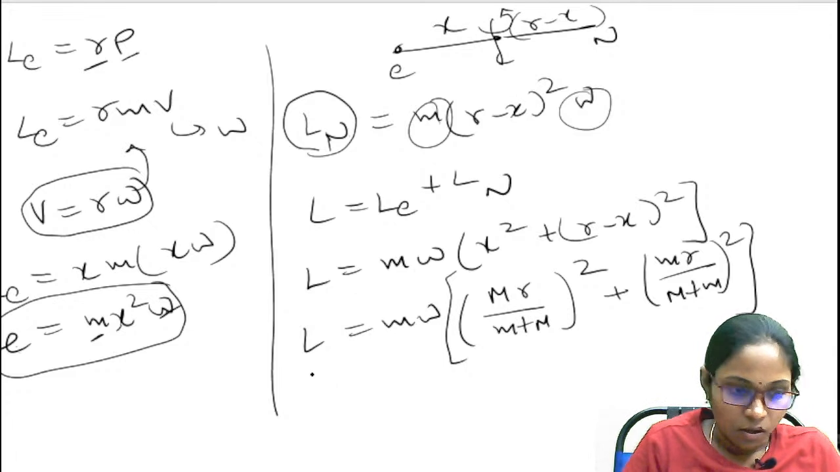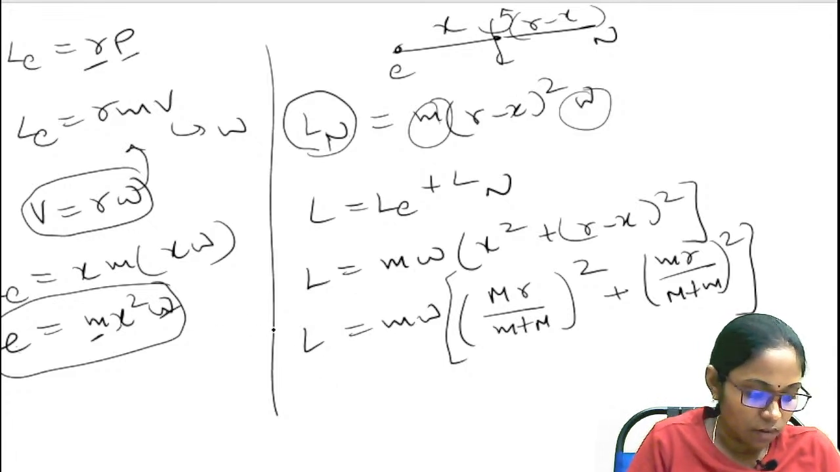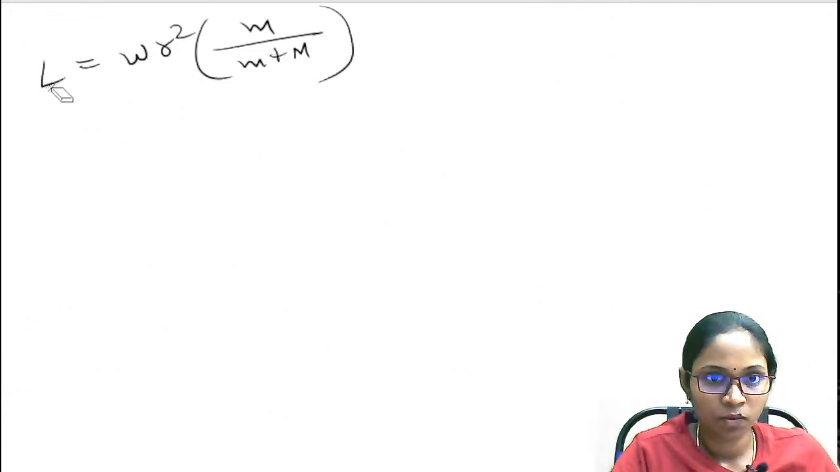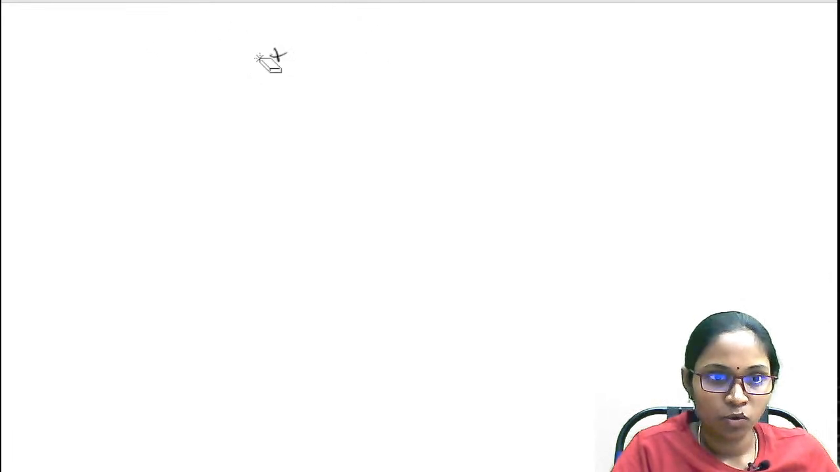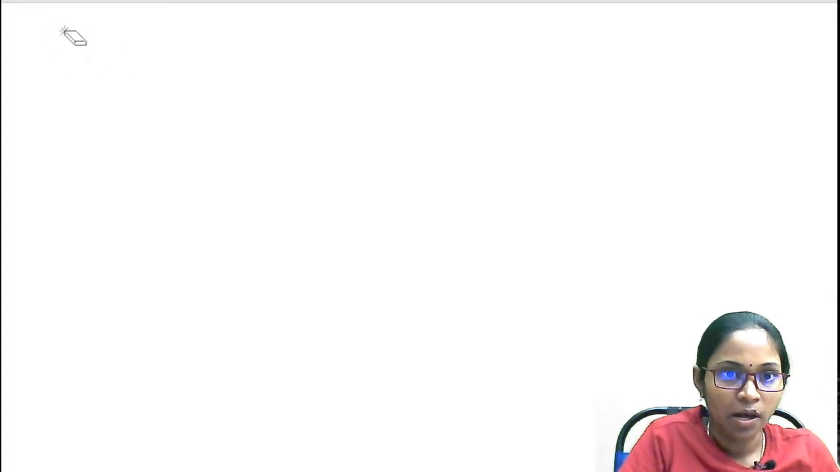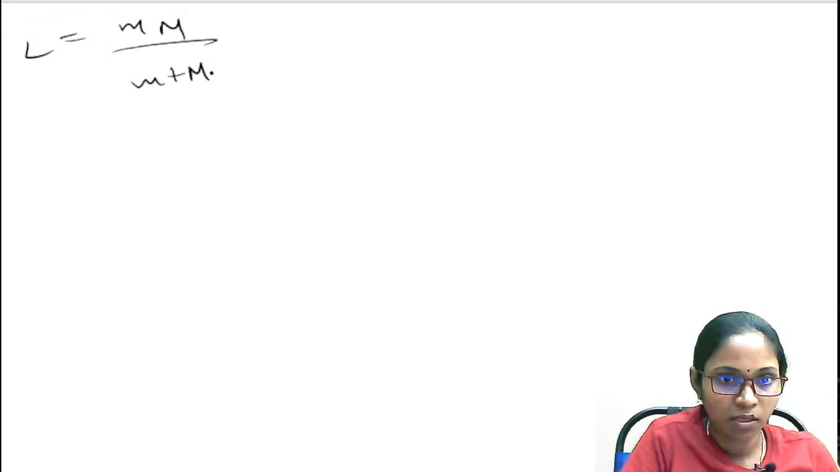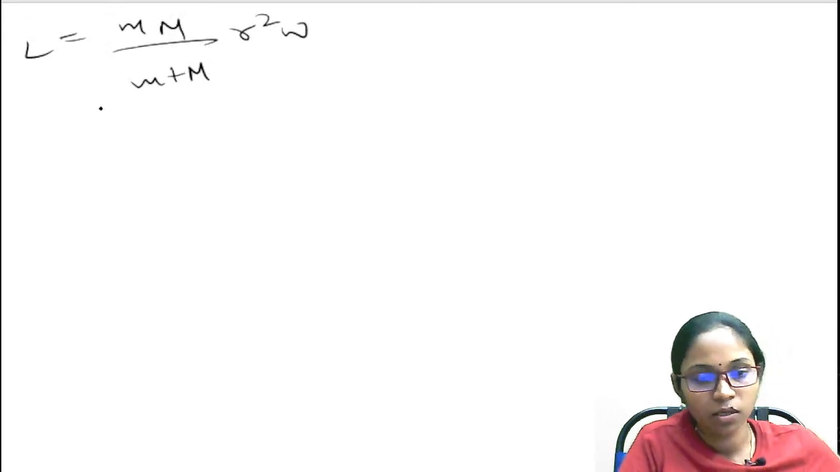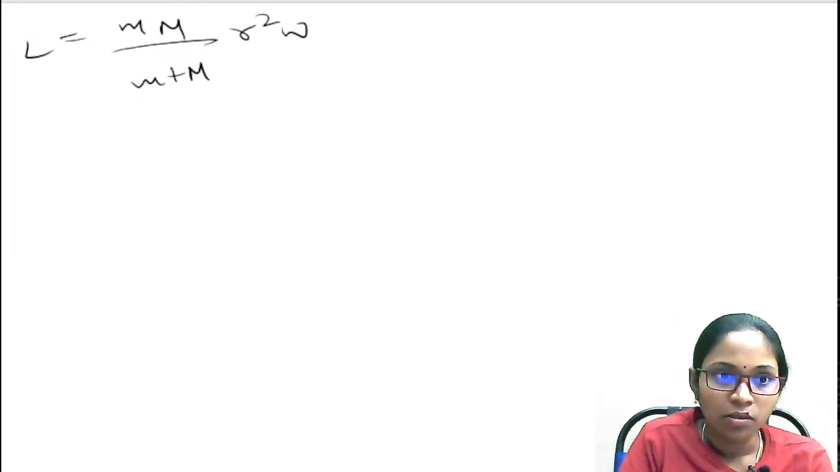Now if you solve this equation, we have the angular momentum as small m capital M by (small m plus capital M) into r square omega. You just solve that equation. I'm not going to solve the complete equation step by step.